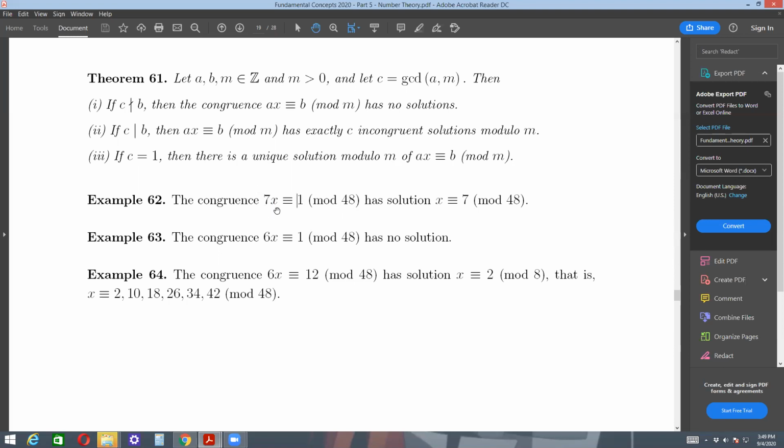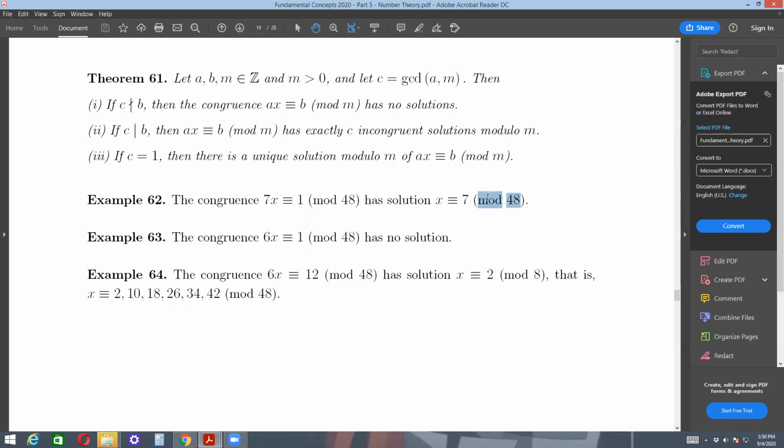Now that 49x is really 48x plus x. And as long as you have a multiple of 48, you could just ignore that in the congruence. Or you could think of it as subtracting or eliminating it, because remember, you're looking for the remainder. So if I divide 48x by 48, I'm going to get 0. So you multiply this by 7, you get 49x is congruent to 7. And then you just subtract 48x, so you'll get x is congruent to 7. That's where you get the solution.